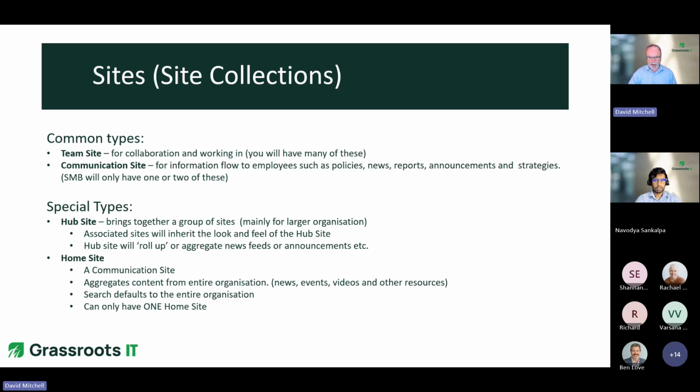Then there are the special types of sites. One of them is a hub site, and what that does is it brings together a group of sites called associated sites. This is mainly for larger organizations, and they would be used, for example, if an organization had a production facility or a production arm of their business, but they had a number of large geographic instances of that.